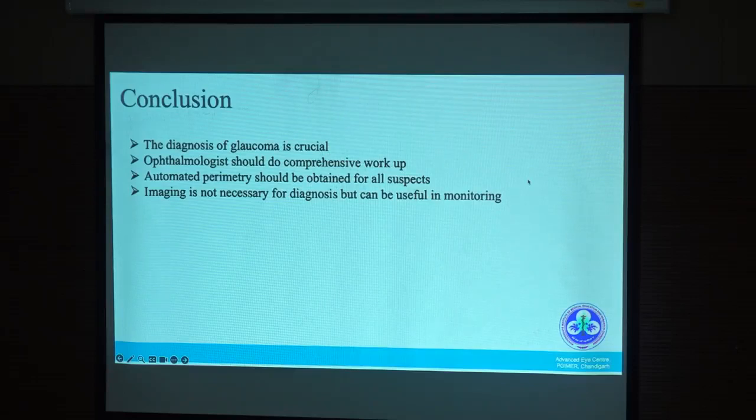So the diagnosis of glaucoma is often clinical, and the ophthalmologist should do a comprehensive workup. Perimetry should be obtained for all suspect cases, and imaging is not necessary for diagnosis, but of course it is useful for monitoring the disease and escalating the treatment.